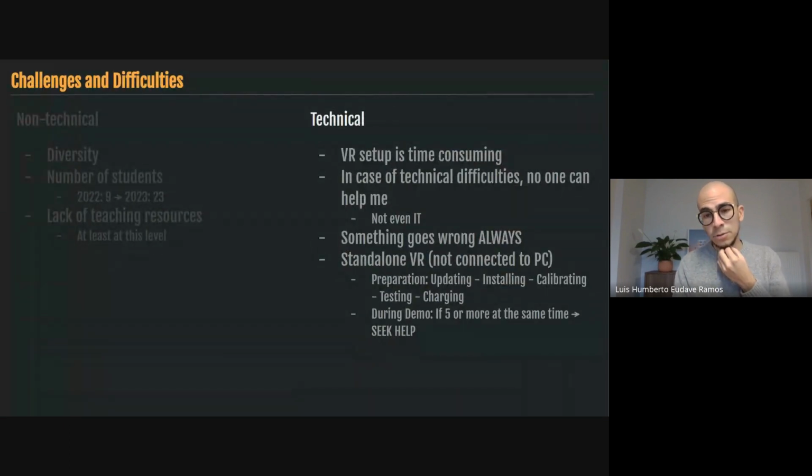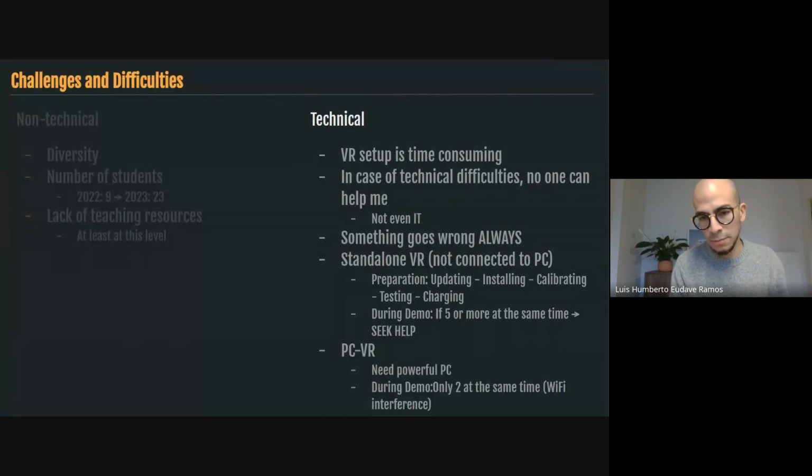And something that I also experienced is that if you are working with more than 5 headsets at the same time, it's wise to ask for help, because if you are trying to help someone, then there's going to be someone else that will have problems, but will have to wait. So it's better if you have someone that can also aid you, so that you don't delay the activity even more, especially in the context of a class that you have to finish in 1 hour or 1 hour and a half. So it's wise to seek help, which I didn't do before.